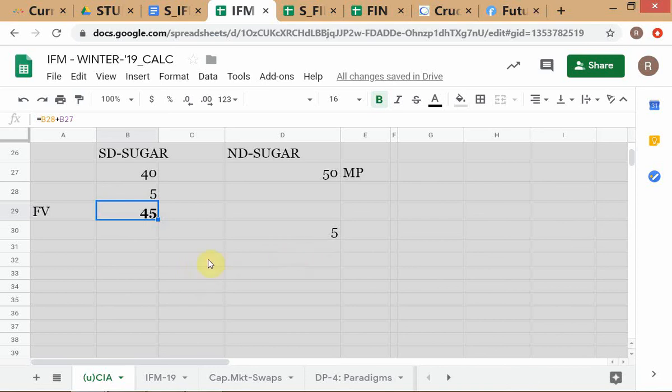So the rule is basically that if fair value is greater than market price, then what should we do? Sell or buy? Buy. Is everyone clear? I think everybody was not clear about this. So if fair value is greater than market price, then you should buy.